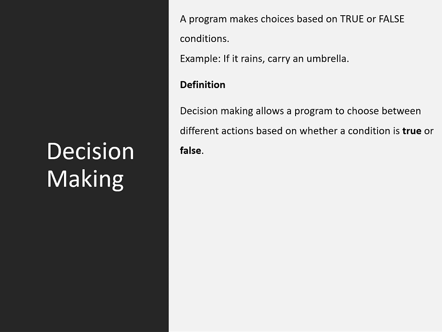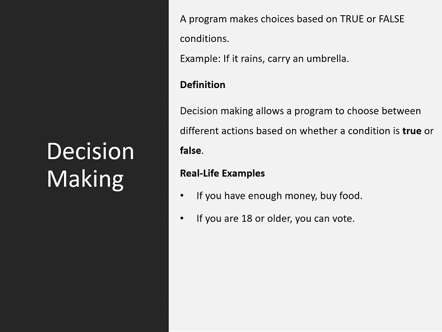The simple definition of decision making in programming: decision making allows a program to choose between different actions based on whether a condition is true or false. A real life example is, if you have enough money, you buy food. If you don't have money, you can't buy food. If you are 18 years or older, you can vote. Under 18, you can't vote. And if your exam score is 50 or above, you pass, just like the way we normally see it in school. If you have a mark less than 50, you fail that course. But if you have a mark from 50 and above, you pass that course, even if it is D or whatever.